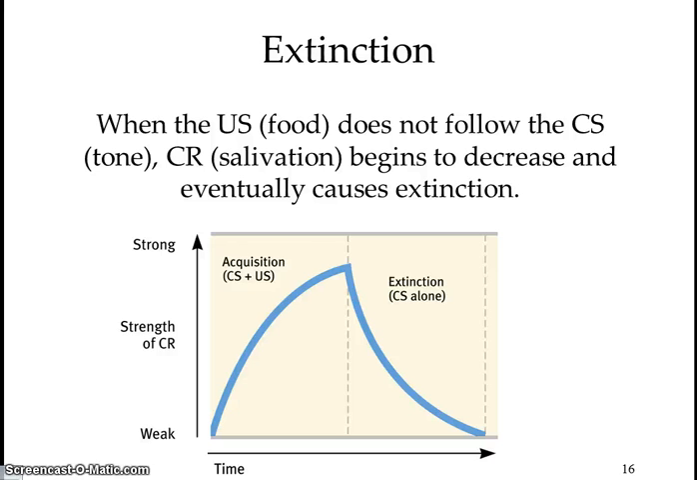Now, extinction occurs when you actually forget. When the unconditioned stimulus, the food, does not follow the conditioned stimulus, that tone, your conditioned response, salivation, begins to decrease and eventually causes extinction. Eventually, the dog will forget that he is supposed to drool. Remember, he does not think, ooh, I better start drooling. What starts to happen is his body just stops doing it.